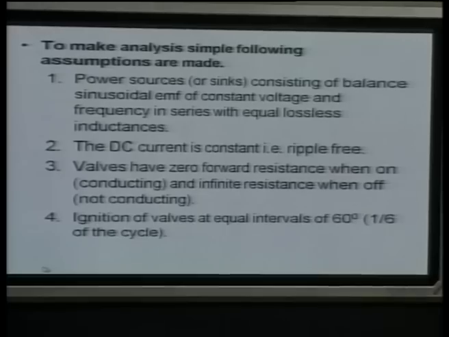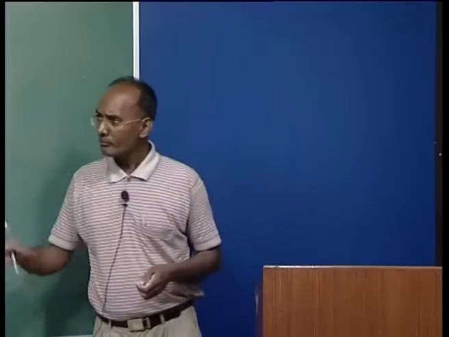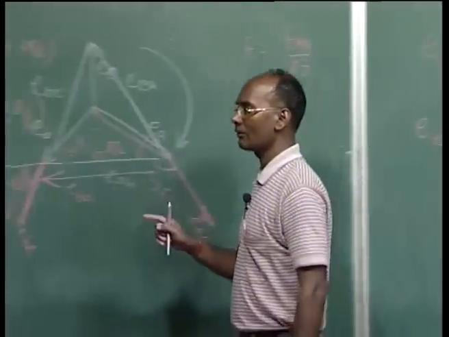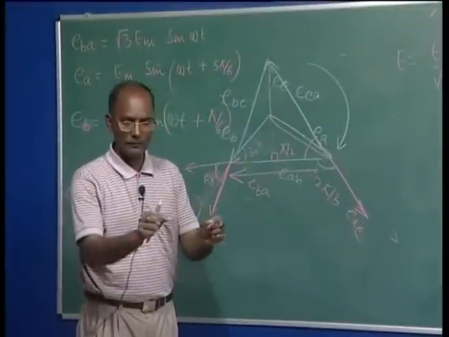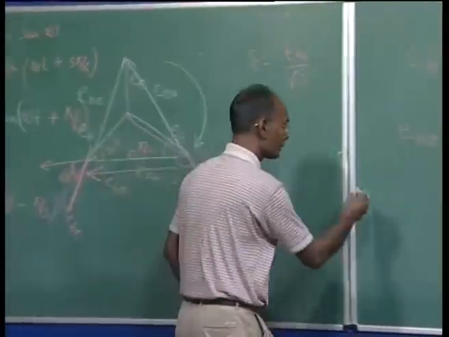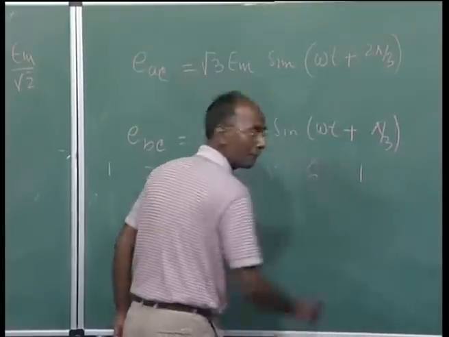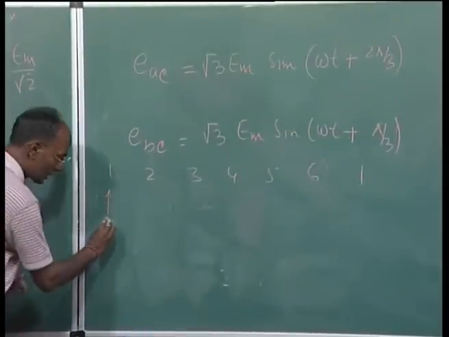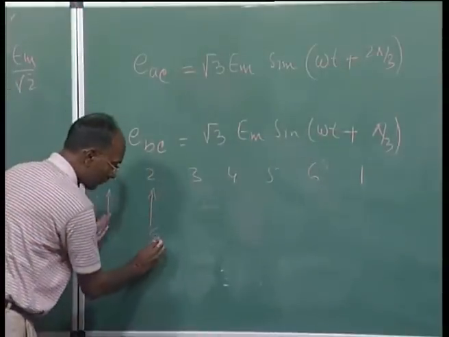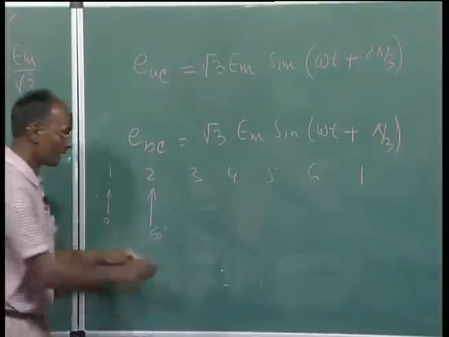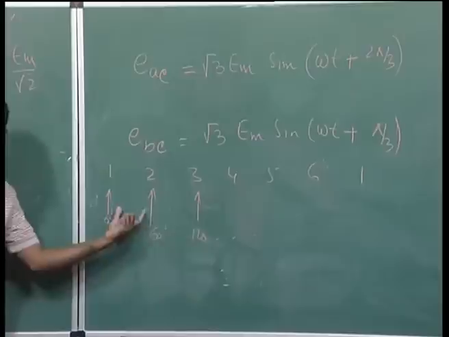Another, fourth assumption, which is extra compared to the previous assumptions we made for the rectifier circuit analysis: here the ignition of the valves is at equal intervals of 60 degree. Means here we are giving the pulses to the valves after every 60 degree. Let us suppose here valve 1, 2, 3, 4, 5, 6 and here it is 1 again. So, if we are giving the pulse at the 0 instant to this valve, taking this as the 0 axis, then the next valve is going to get a pulse after 60 degree. Similarly, here now it is going to be 120 degree and so on and so forth. And at equal intervals we are giving the pulses.